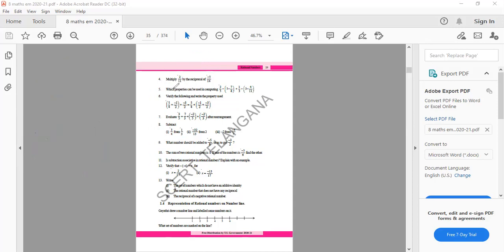Now what is this fifth question? Which properties can be used in computing it? What are the properties which are involved in the given question? That is clear. So I'll write all the properties: multiplicative associative, multiplicative inverse, multiplicative identity, closure with addition.